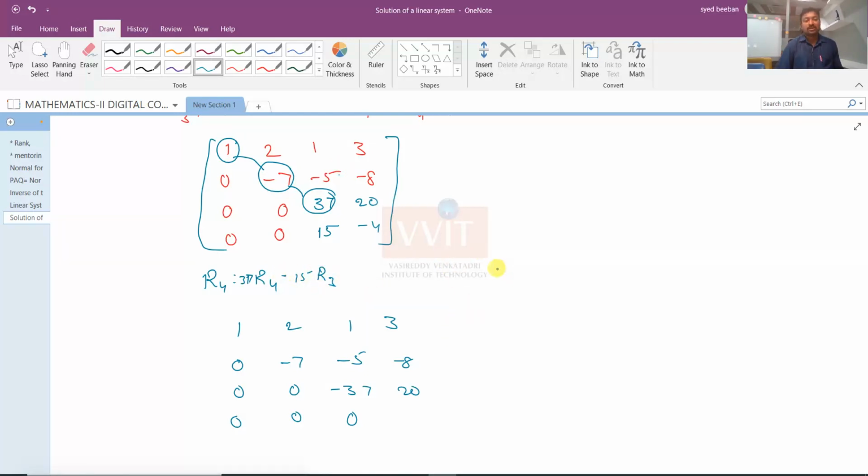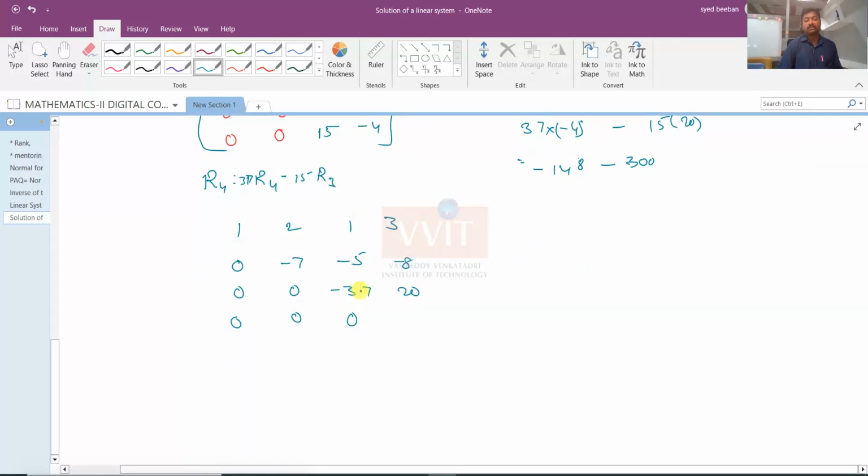The last one is 37 times R4, 37 times -4, minus 15 times 20. So what may I get here? Now we'll get 37 times minus 4 will be minus 148, 15 times 20 will be 300. Together I may get 448, negative 448.